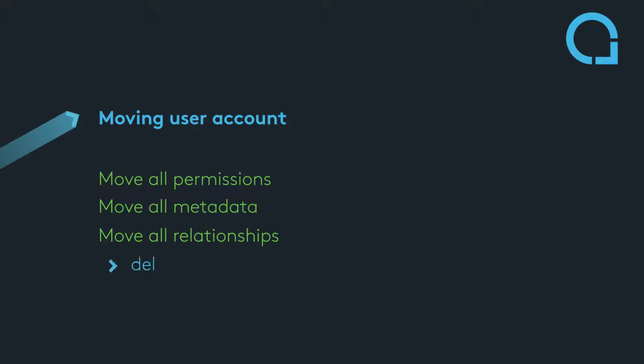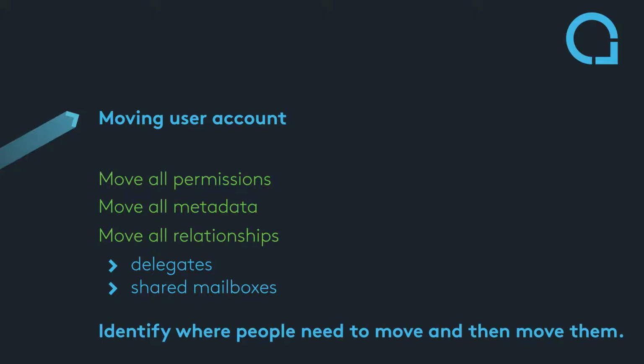Yeah, such as delegates, shared mailboxes, all of these types of things. And you can't move a user and not move their PA, because then it doesn't work anymore. Someone gets very angry when no one's putting meetings in the calendar at the right time. So it's about identifying where people need to move in that orchestration piece and then actually moving.